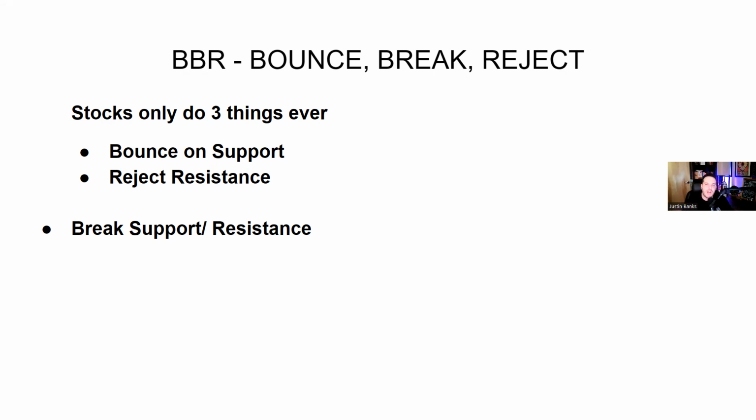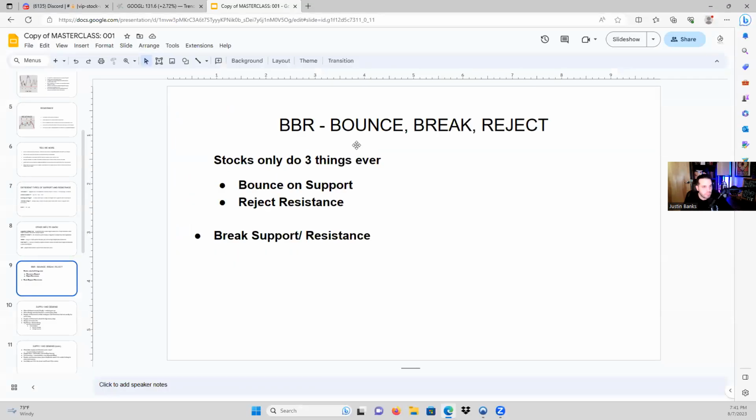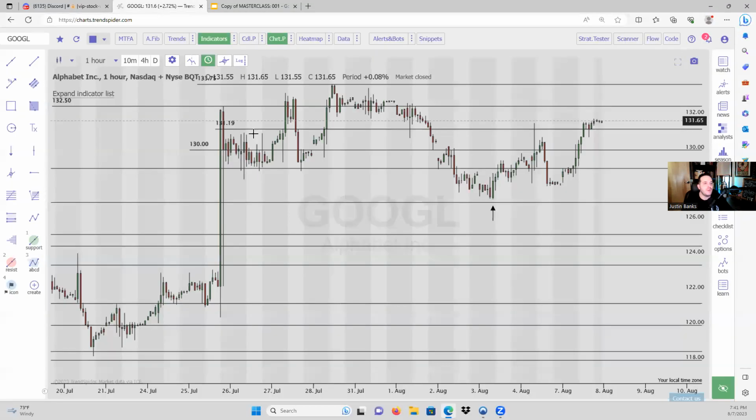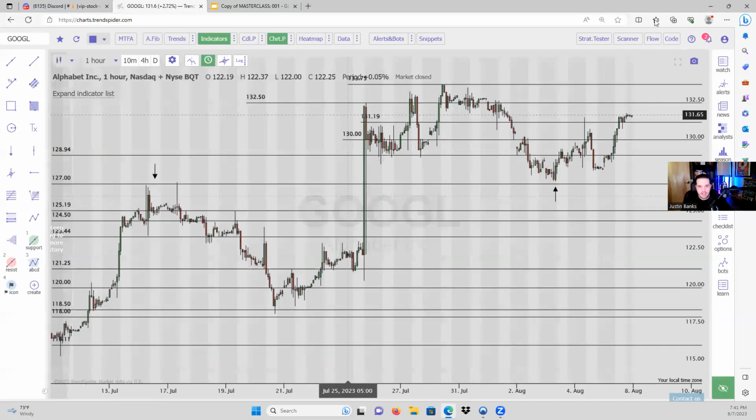So when you try to overcomplicate things and you're like, well, I don't know where the stock's going, what should it do? What is it doing? Guys, is it bouncing on a support? Is it rejecting a resistance, or is it breaking through to go find another support or to go find another resistance? That is all they're doing. So now that you have that in mind, let me go over Google today. Let's take a look here.